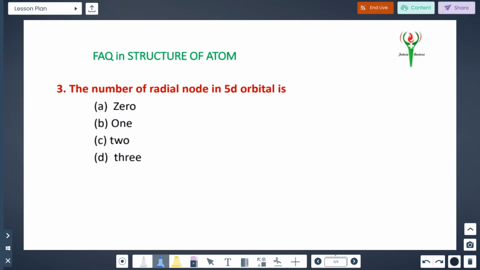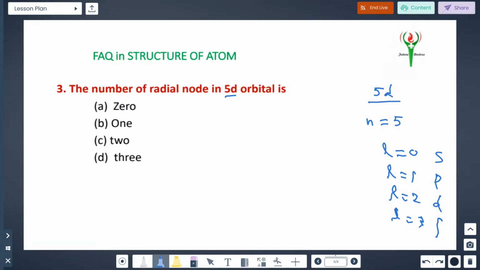Any orbital given, immediately you must know the principal quantum number. Here 5D means the principal quantum number, represented by n, is 5. Then azimuthal quantum number is represented by L value. L is equal to 0, 1, 2, 3. 0 represents S orbital, 1 P orbital, 2 D orbital, 3 F orbital.